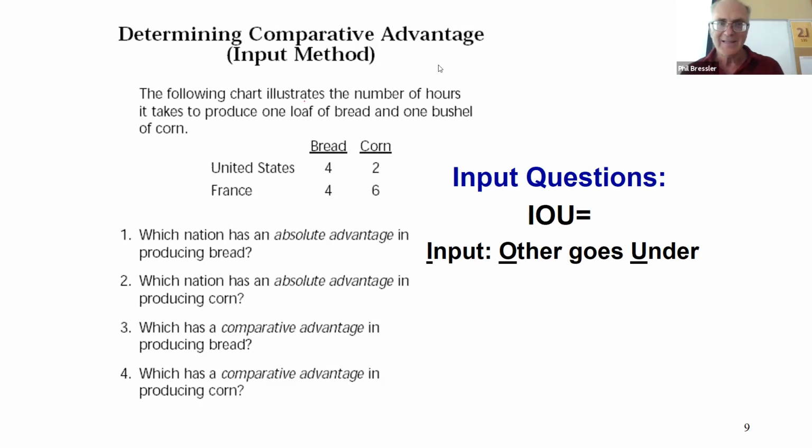Anyone want to raise their hand to tell me who has the comparative advantage in bread? Okay, Drew. France does, because when you put the other under, the other would be 6, right? Under the 4. And that would result in less time than putting 4 over 2. Okay. Now, Drew, while I have you, if France has it in bread, who's going to have it in corn? The US. Okay. Any questions on the input question?